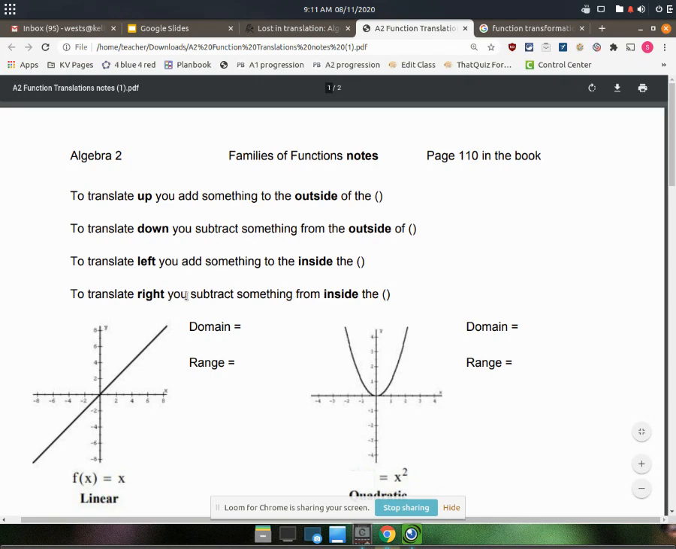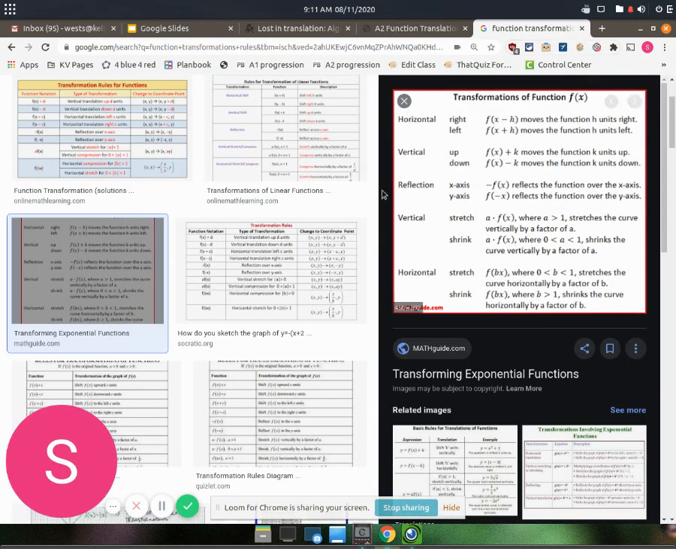If we think right would be adding, it's actually subtracting on the inside. But on the outside of the parentheses, it works like normal. If you want to move something up, you add to it. If you want to move something down, you subtract on the outside. But there's those to reference. And if you want to look at this, we're just going to be dealing with these two here, the horizontal and vertical rules, all right? This is the way that I'm going to be using it.